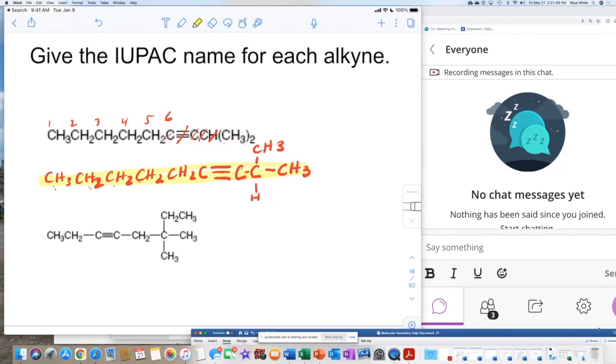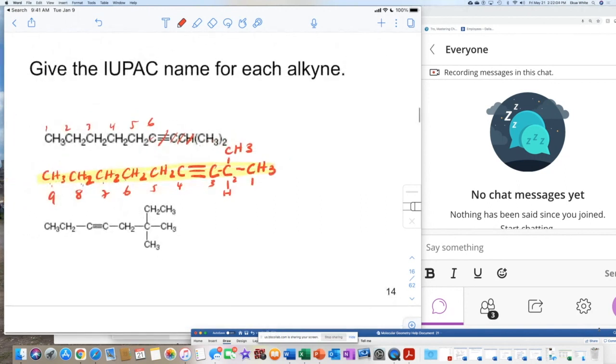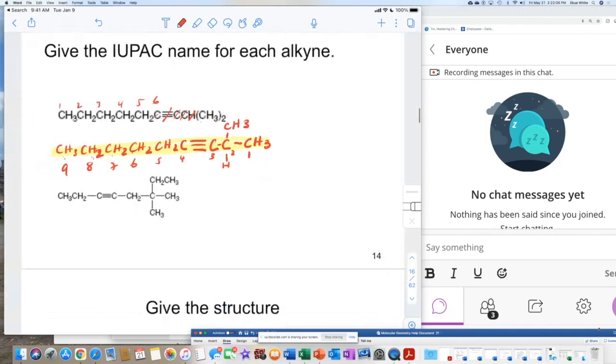Okay. I have to number it from right to left because that's the quickest way to get to the triple bond. 1, 2, ooh, hold on. 1, 2, 3, 4, 5, 6, 7, 8, 9. Ooh, 9. 9 will be, do I have room on here? I'll write up here.